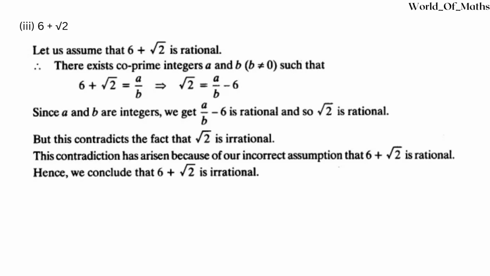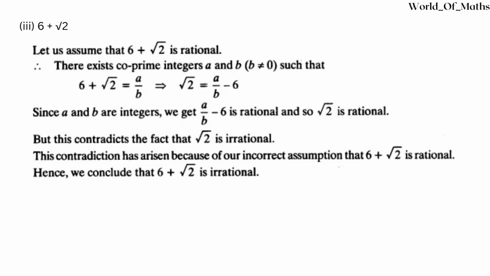Here, in the same way, since a and b are integers, a by b minus 6 is rational and square root of 2 is also rational. But this contradicts the fact that square root of 2 is irrational. We have proved that square root of 2 is irrational in our previous questions. So this contradiction has arisen because of our incorrect assumption that 6 plus square root of 2 is a rational number. Hence we can say 6 plus square root of 2 is irrational.